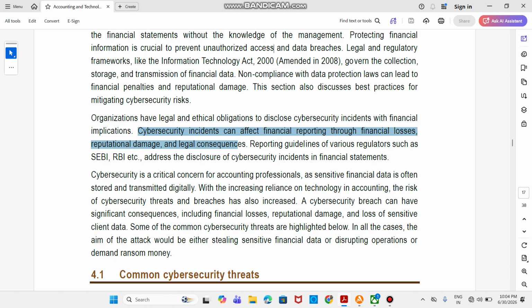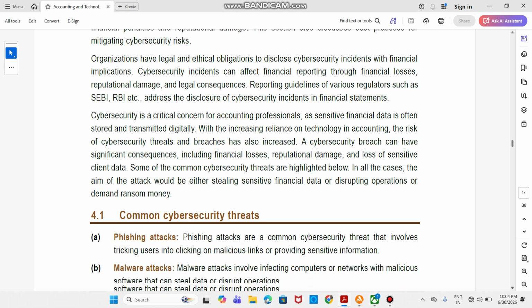Next, cybersecurity is a critical concern for accounting professionals as sensitive financial data is often stored and transmitted digitally. Also, with the increasing reliance on technology in accounting, the risk of cybersecurity threats and breaches has also increased. A cybersecurity breach can have significant consequences, including financial losses, reputation damage, and loss of sensitive client data. So if you write till here, for 2 marks, you'll surely get it. You need to reproduce these terms for sure.